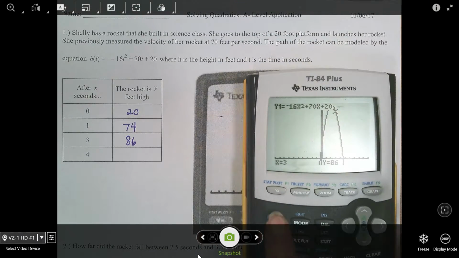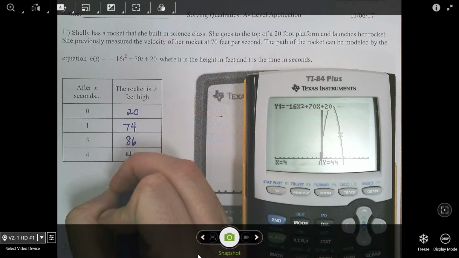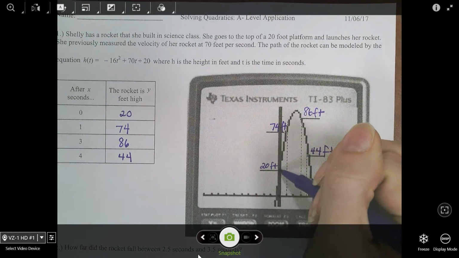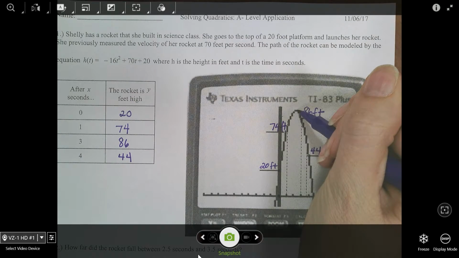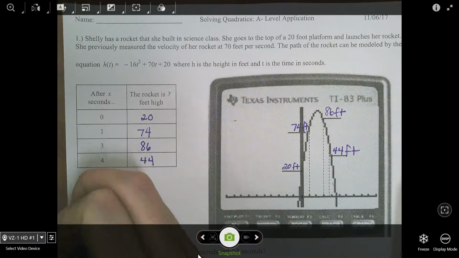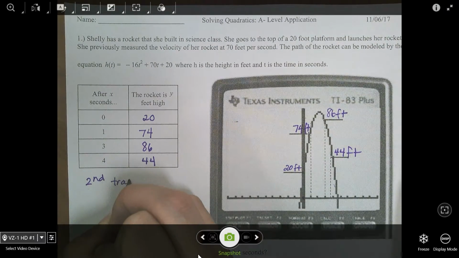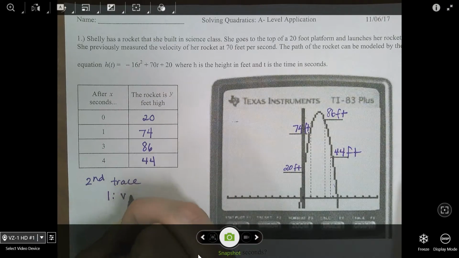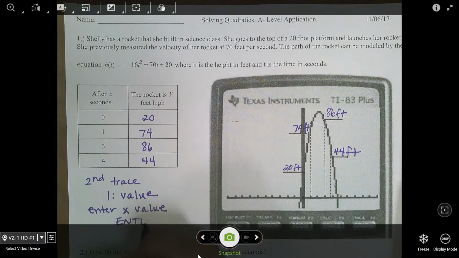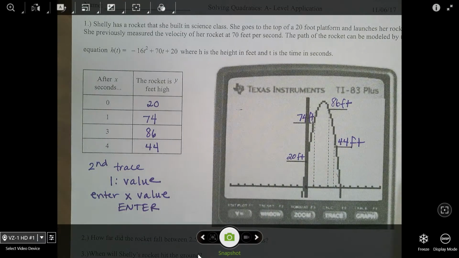Okay, and then my last one, second trace, I put in my value. And this time my x value is 4. I press enter, and my y value is 44. So again, these numbers make sense because it is a rocket. The rocket takes off here, it goes higher, it reaches its maximum height, and then it comes back down. So again, we used second and trace, and we use number 1. It says value. You enter the x value, and then you press enter. Okay, so those are the steps.